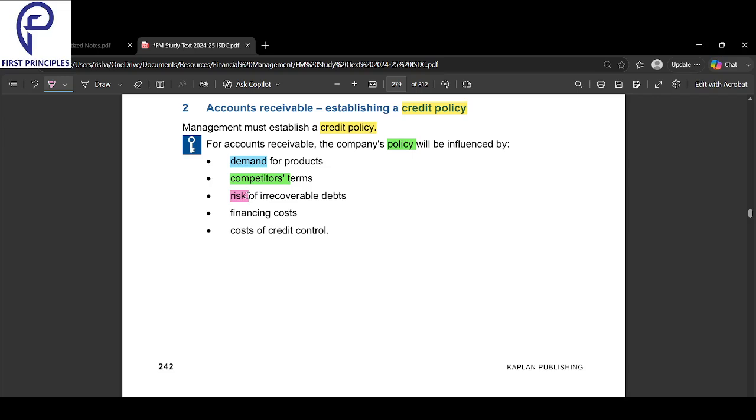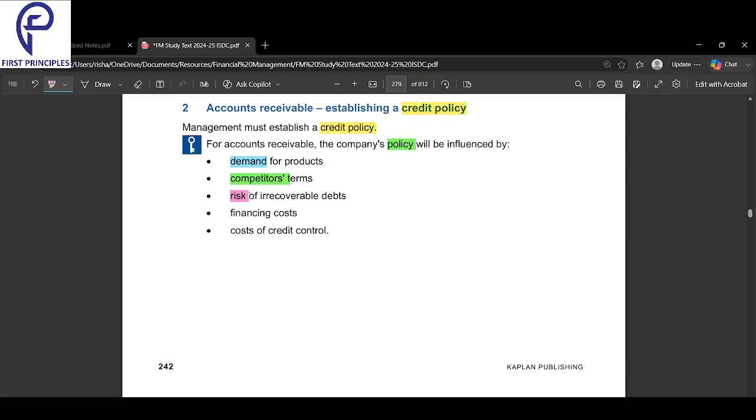If a customer is very risky, don't give a generous credit policy. If your customers are good and not much risk, then you can keep it a little generous. But if your customers are very high risk clients, don't keep a very generous credit policy. You will be in a loss.